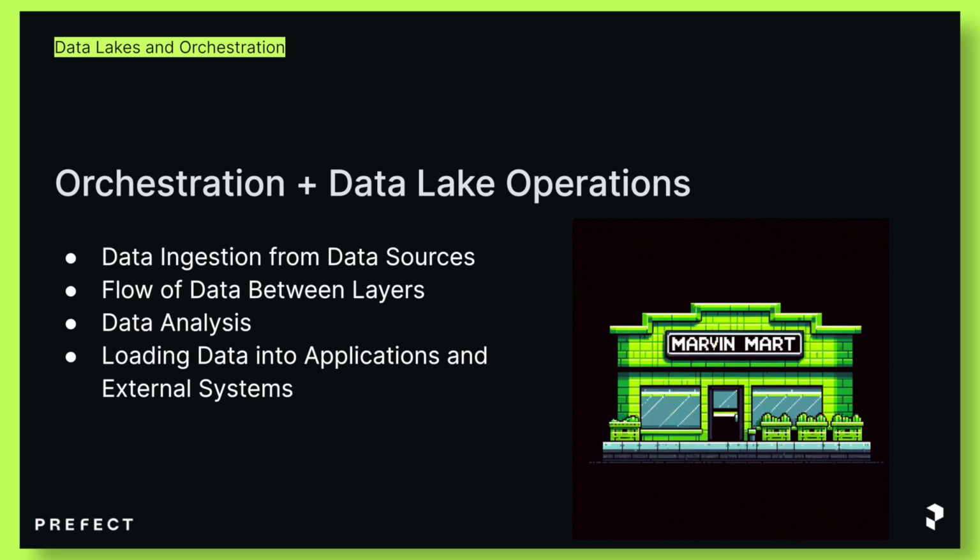Then there's data analytics, which are made up of workflows and machine learning pipelines. Some of the workflows that Marvin Mart uses are for performing complex data analysis on their data lake. For example, running machine learning algorithms to predict customer churn or optimize inventory levels.